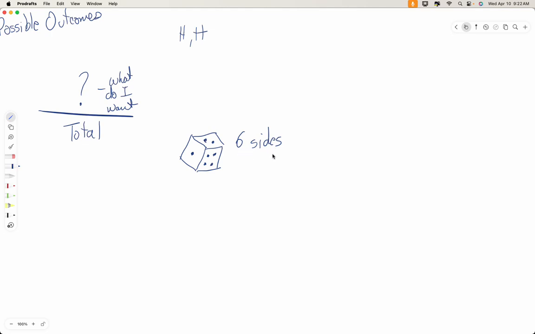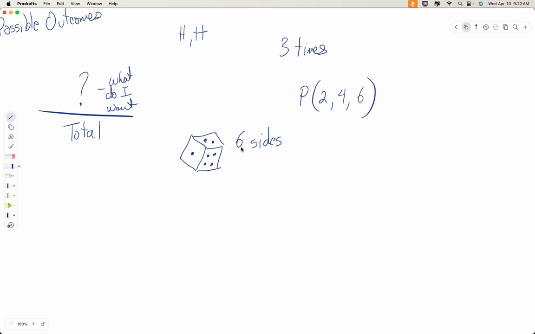But what I want is to roll that dice 3 times. I want it to land on a 2, and then I want it to land on 4, and then I want it to land on 6. That's the picture of what I want.